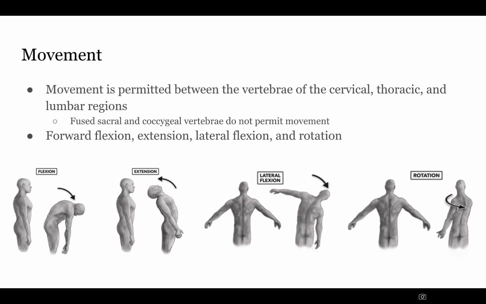The sacral and coccygeal vertebrae are fused, so they don't permit for any movement. The movements that are exhibited by the vertebral column include forward flexion, extension, lateral flexion, and rotation that we can see in the pictures below.